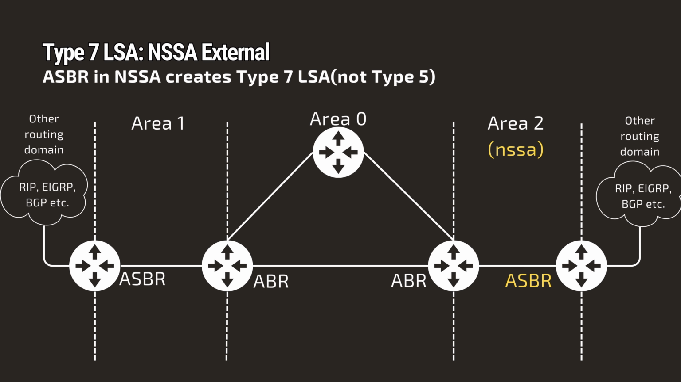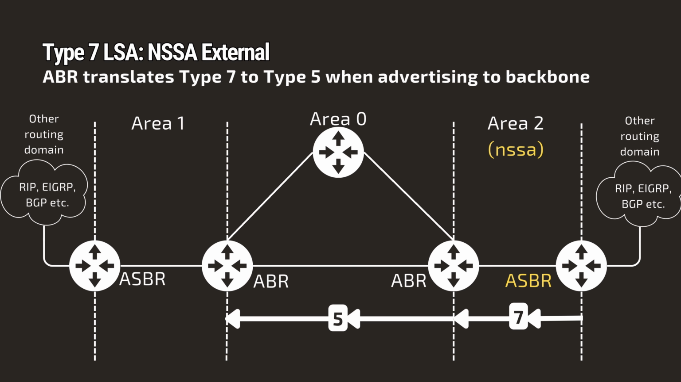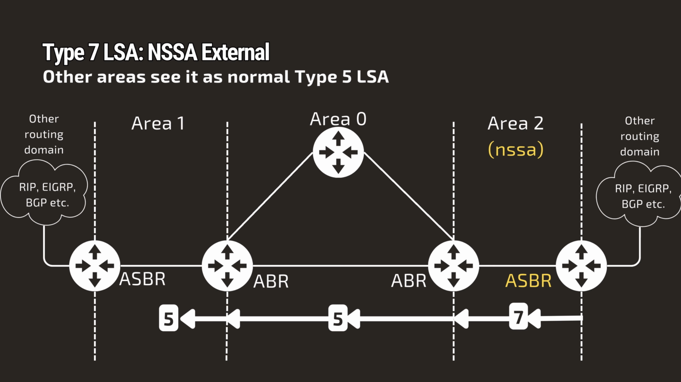How it works. An ASBR in the NSSA creates a Type 7 LSA, not Type 5. Type 7 floods within the NSSA area only. The area border router translates Type 7 to Type 5 when advertising to the backbone. Other areas see it as a normal Type 5 LSA.